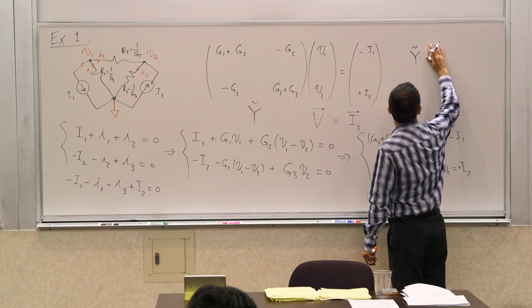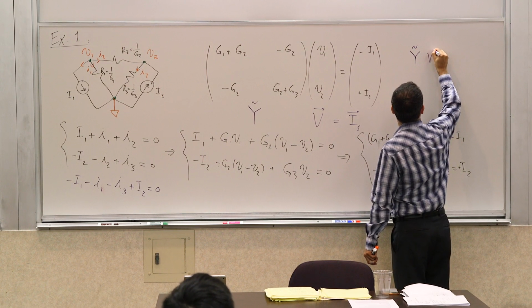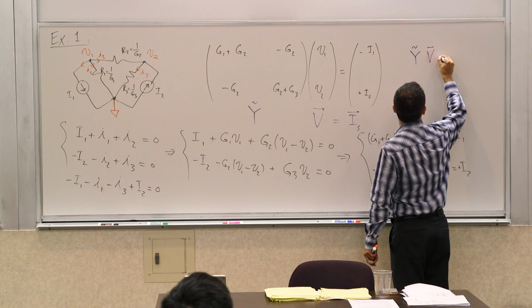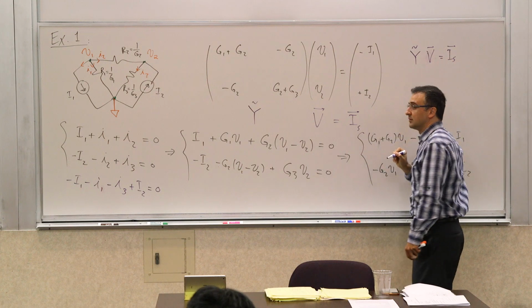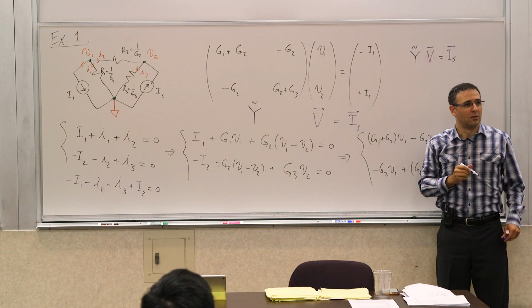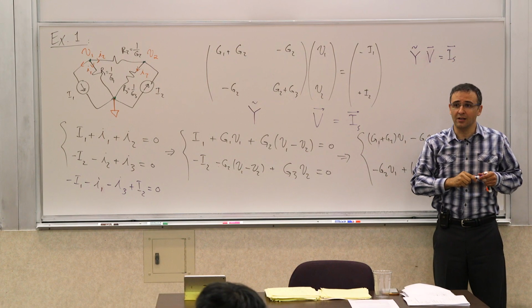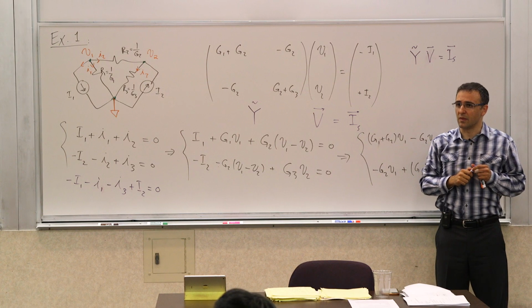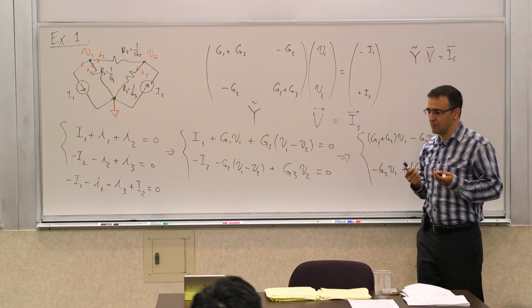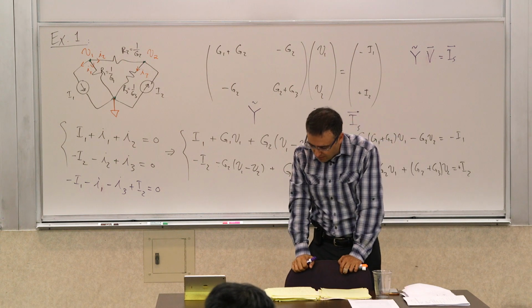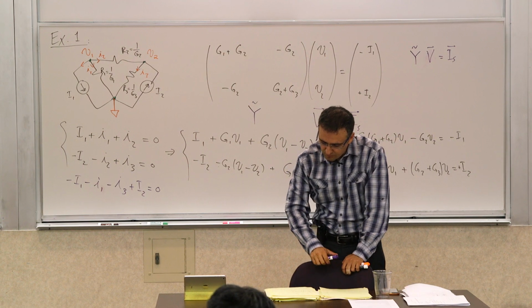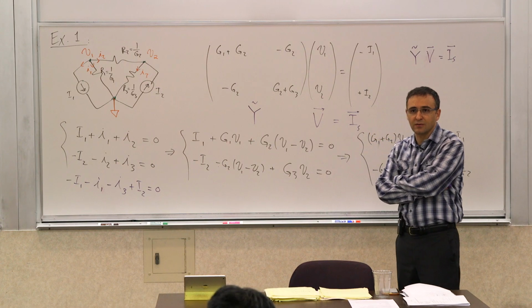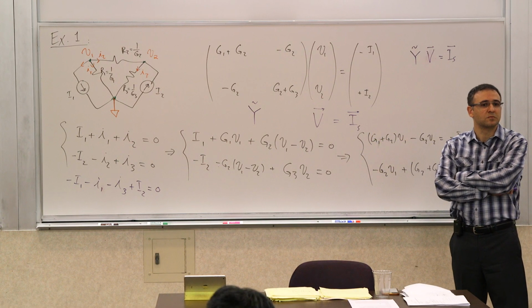Y times vector V, the Y matrix times the vector V, is the stimuli vector I. But this is not the solution, right? This is a problem. So how do we solve this problem? What's the method for solving this problem? Say again?